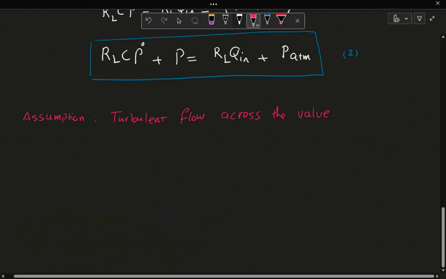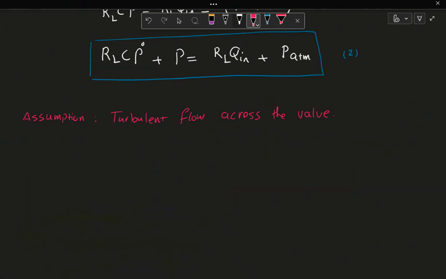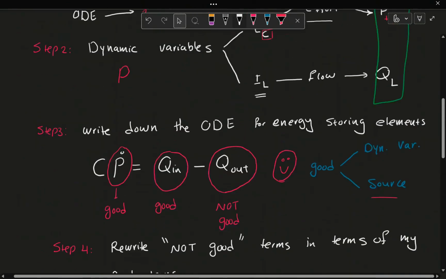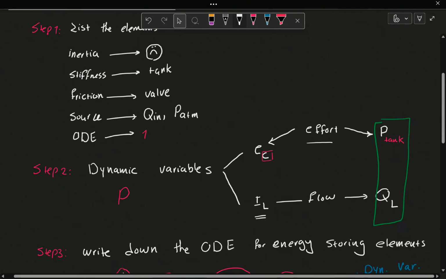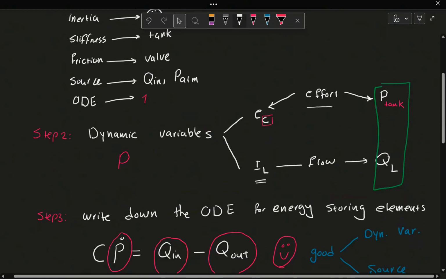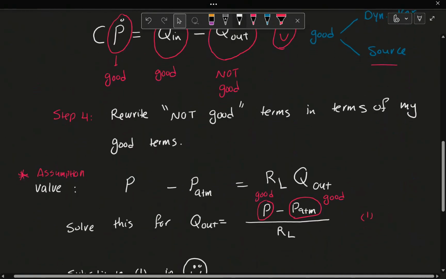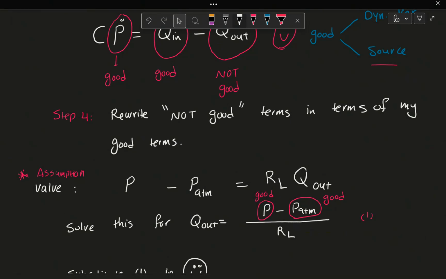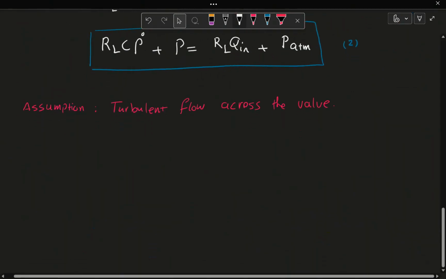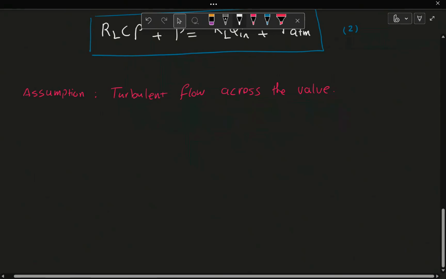Okay. And if I assume that I have turbulent flow across this valve, then my equation for the valve is going to change. Okay, and that's the only part that's going to change. Steps 1, 2 and 3 are going to be exactly the same, since I'm not changing any element in the system, and I'm not changing any dynamic variable, I'm not changing any ODE. Fundamentally I'm not changing anything in the system. My only change is my view of the valve: right now it's turbulent flow instead of laminar.